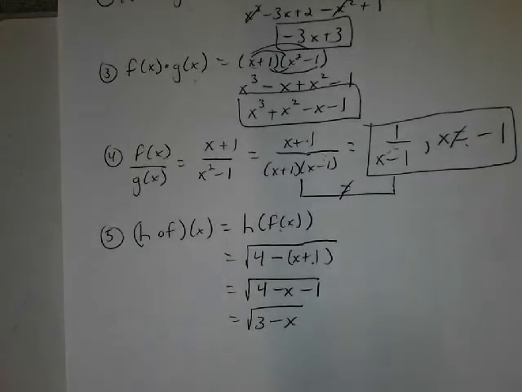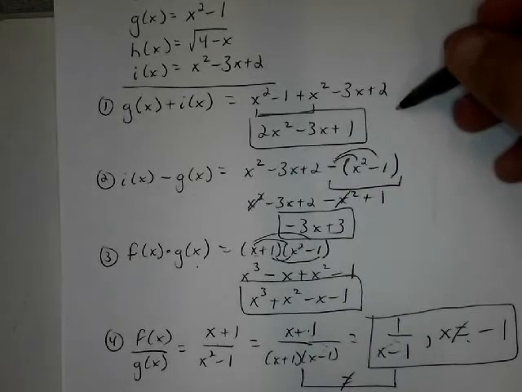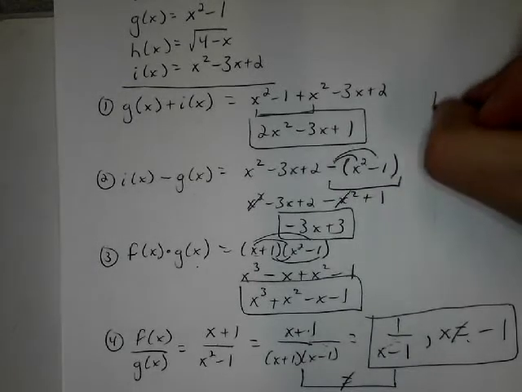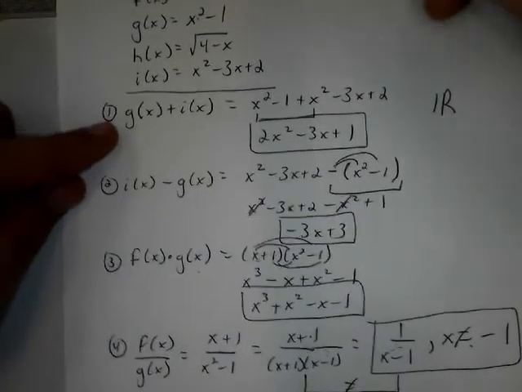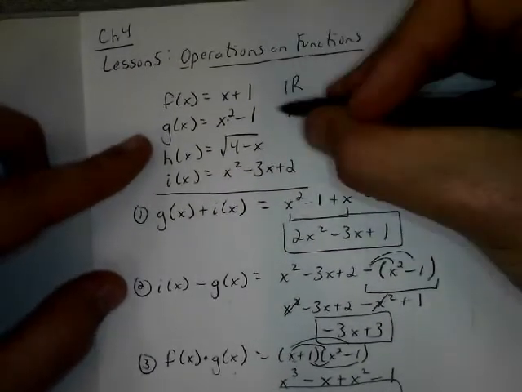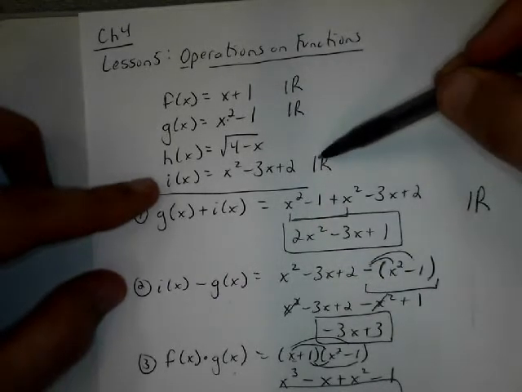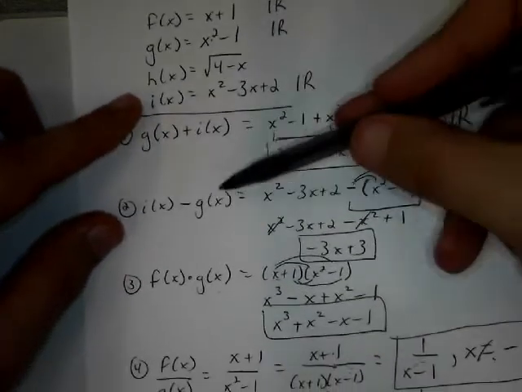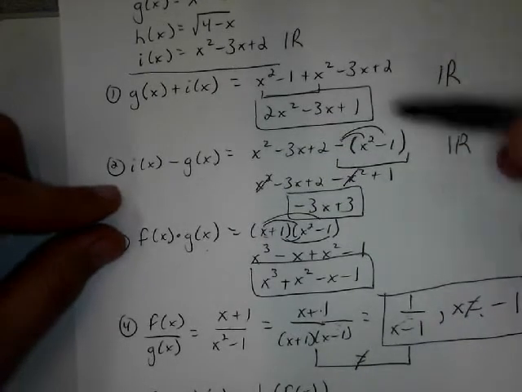That leads me to the domains. We need to be able to realize what the domains are in these functions. If we go back to number 1, number 1 has a domain of all real numbers. Why? Because the domain of g is all reals. The domain of f is all reals. The domain of I is all reals. So if we add these together, we're going to still have all real numbers. If we subtract these, we're still going to have all real numbers. If we multiply, we're still going to have all real numbers.